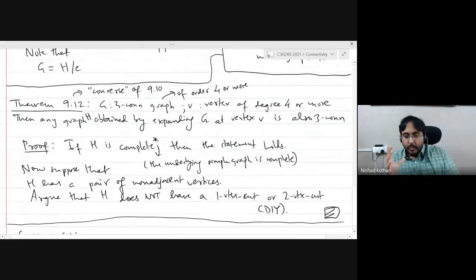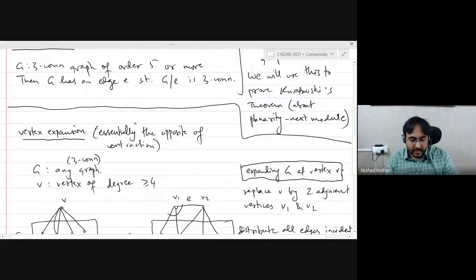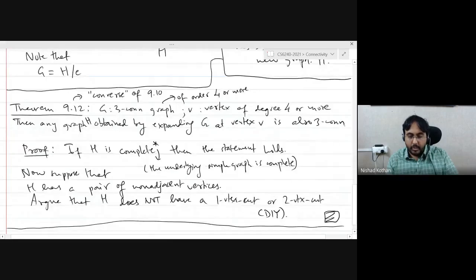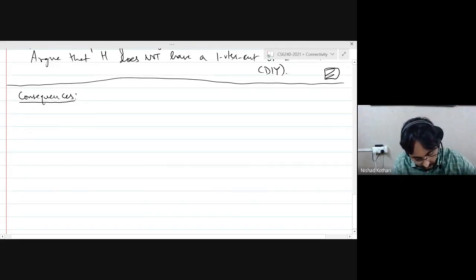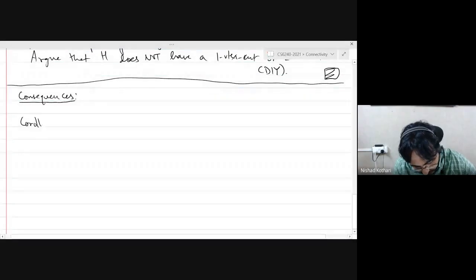So one way to think about theorem 9.12 is that if you think about both of these results together, 9.10 and 9.12, then what it means is that if I give you any three connected graph, you can start from K4 and keep expanding vertices or adding edges and get your final three connected graph. Let me just write this down so that it's precise, and then you can think more about why these two results imply this. So first I want to state this corollary.